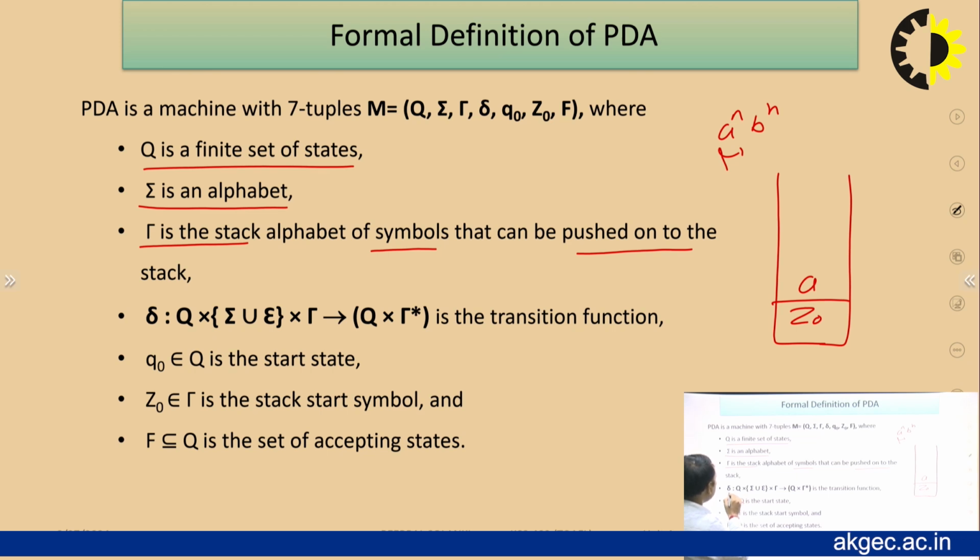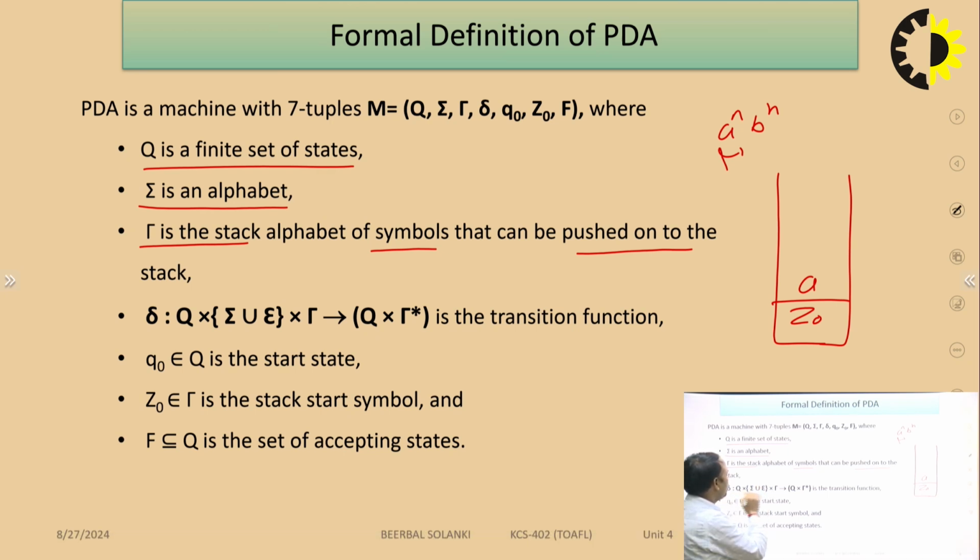important terminology here is the transition function, how any pushdown automata works. Here Q is the set of states, sigma the input alphabet, union epsilon, cross the stack alphabet, and what will be the state after that processing, Q and tau, that is, the stack alphabet. This is the transition function.